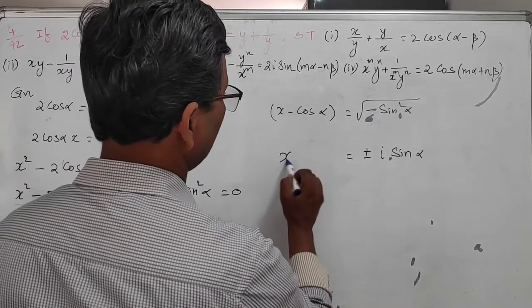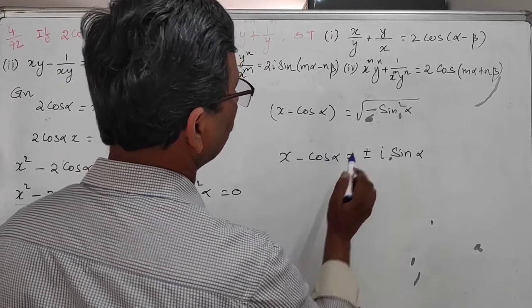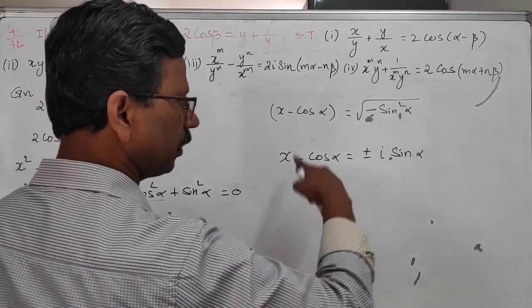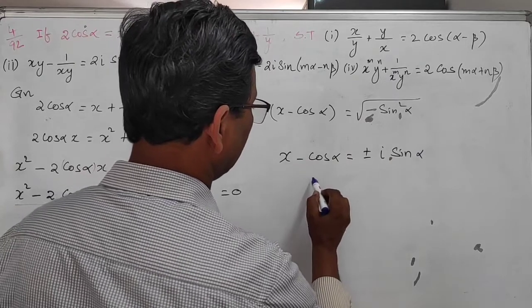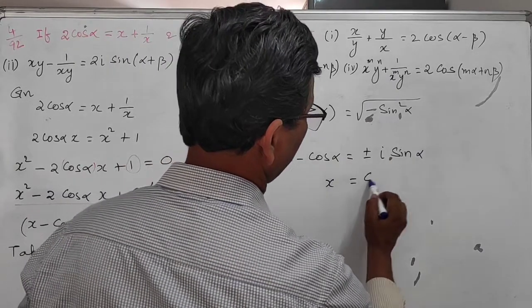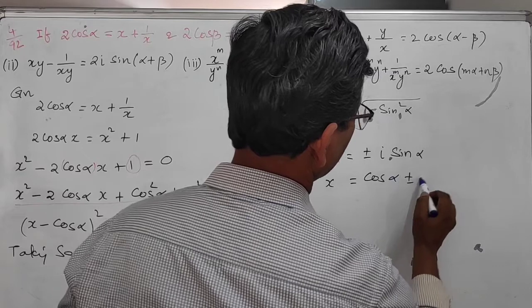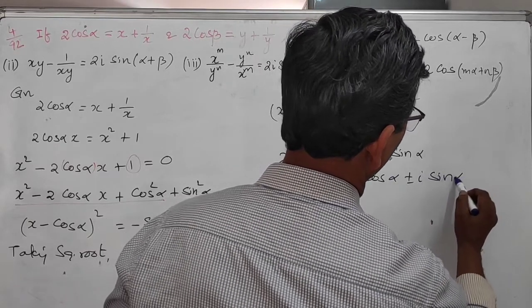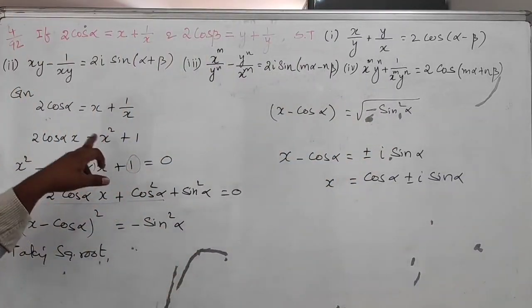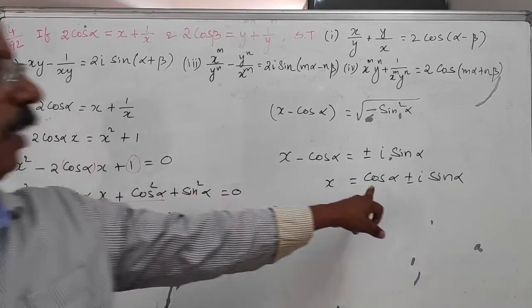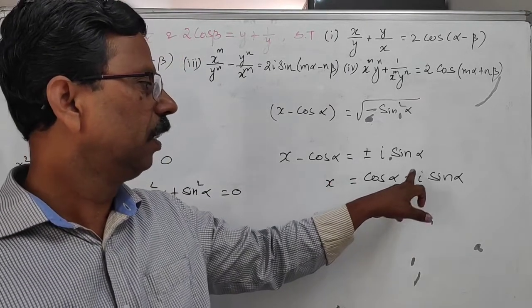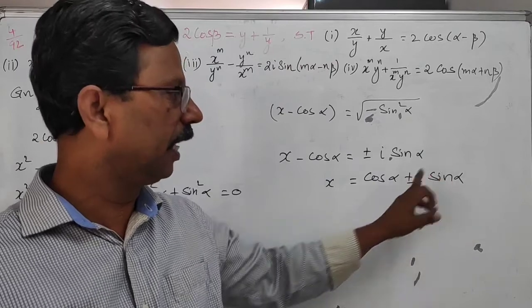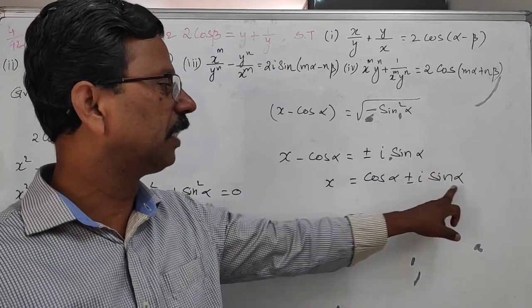Now on the left hand side we have x minus cos alpha. We need to find x only. Therefore take this cos alpha to the right hand side. We can take x is equal to cos alpha plus or minus i sin alpha. Since it is a quadratic equation, we have two values for x. One is cos alpha plus i sin alpha, the other value is cos alpha minus i sin alpha.